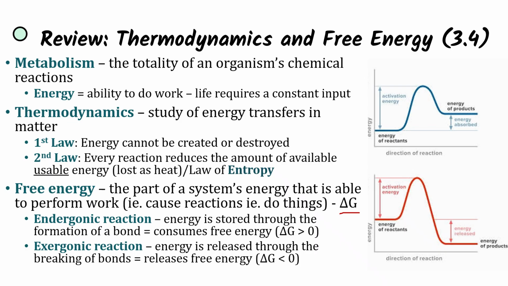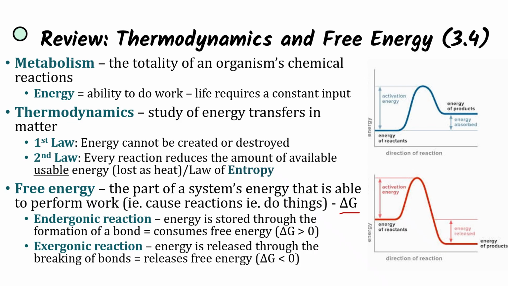Now, in an endergonic reaction where something is being produced, this can also be called an anabolic reaction. Energy is stored through the formation of a bond, and free energy is going to be consumed. So as you can see here, we have an endergonic reaction, and we have the reactants by themselves, plus the input of energy, the activation energy, which is going to result in products that have more energy than the initial reactants. And when the reaction took place, some of the energy was lost and some was stored.